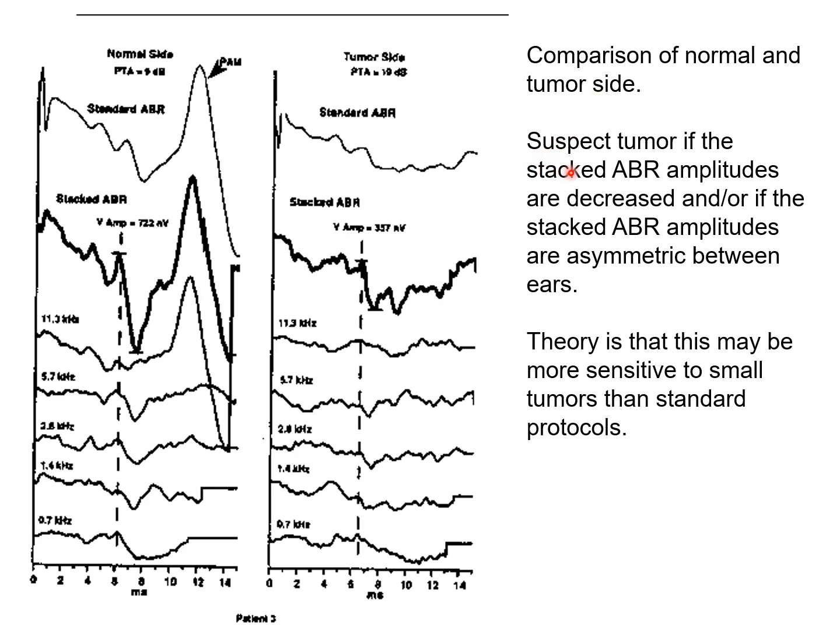We usually would suspect a tumor if the stacked ABR amplitudes are decreased too much, or if the stacked ABR amplitudes are not symmetric between left and right ears. The theory is that this stacked ABR may be more sensitive to small tumors than standard protocols. So that's the idea of using stacked ABRs to detect tumors, especially small tumors.